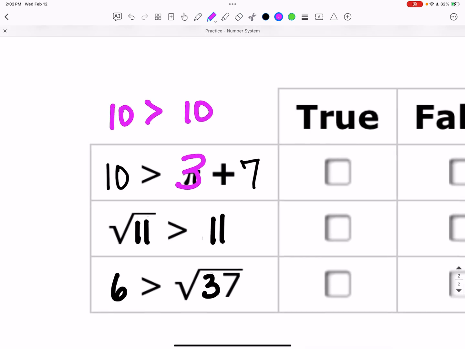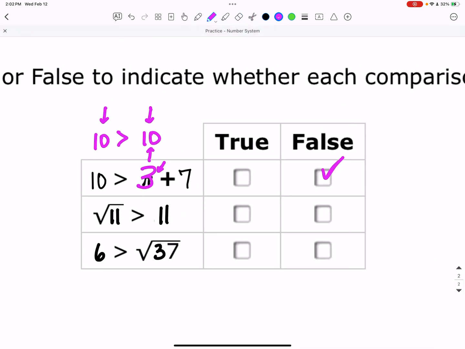Well, here's the issue. This little pi right here that I said, I know I said it was 3, but it's a little bit bigger than 3, right? So it's actually like 3.14. So this 10 is actually a little bigger than 10. So is this 10 bigger than this 10? No, that's false. Because this is just a little bit bigger. I know I said 3, but it's a little bit bigger.